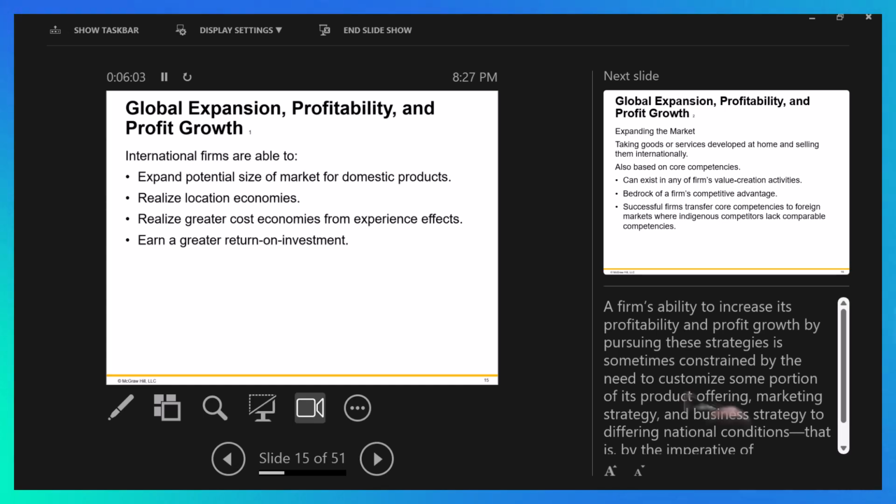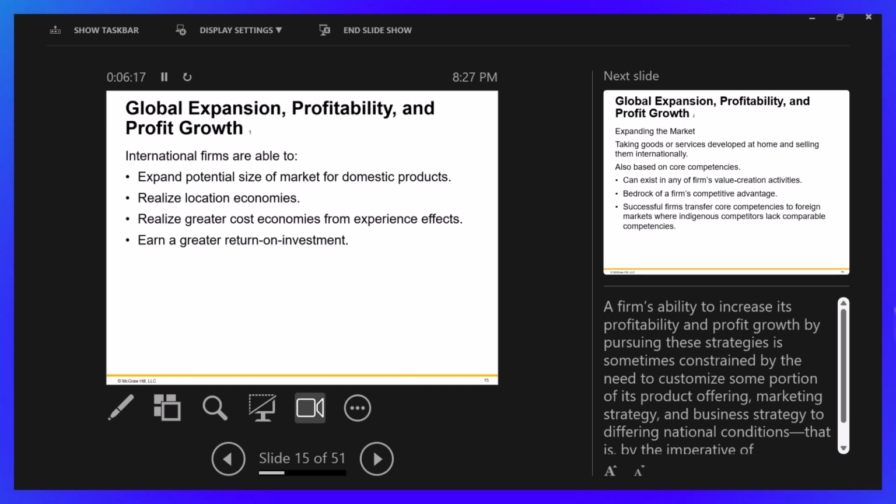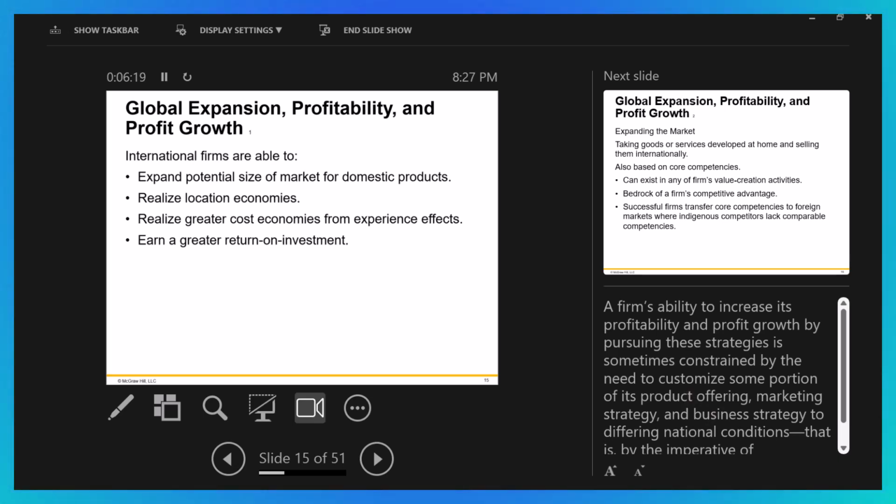Global expansion, profitability, and profit growth. International firms are able to expand the potential size of the market for domestic products, realize location economies, realize greater cost economies from experience effects, and also earn a greater return on investment.